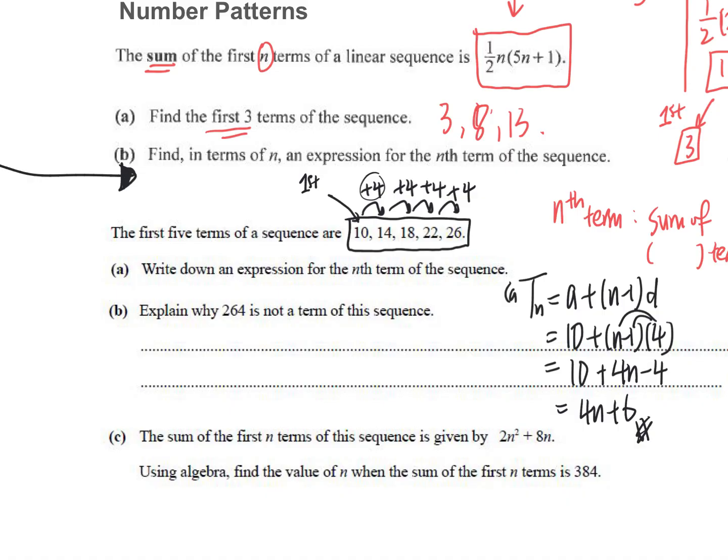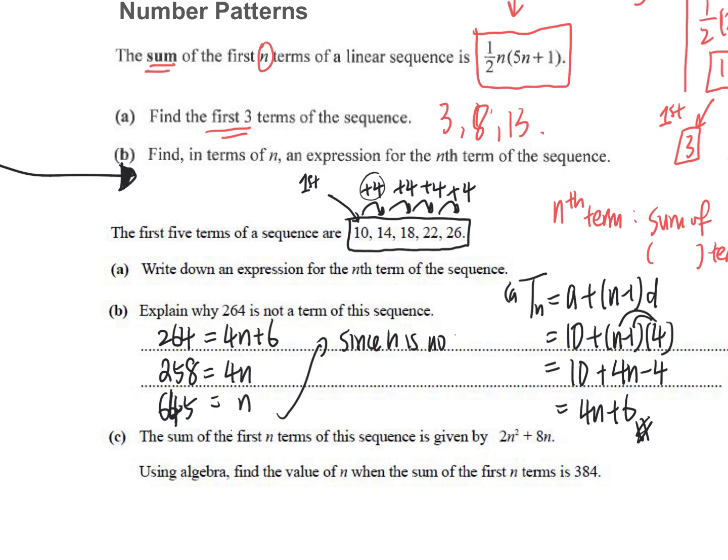But they ask you, why is 264 not a term? You equate this 264 with the 4n plus 6 and prove to me that n cannot be a whole number. n is 64.5. Okay, so since n is not a whole number, an integer, therefore there is no such term, or this term doesn't exist.